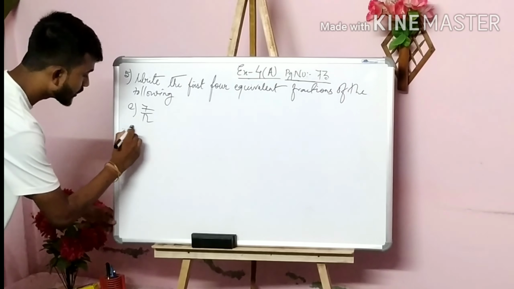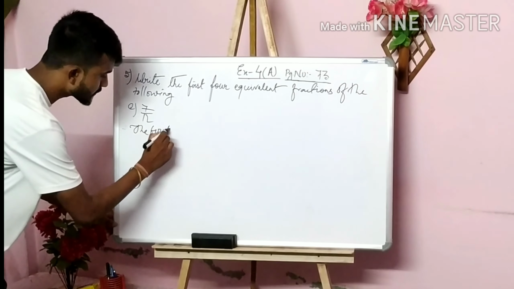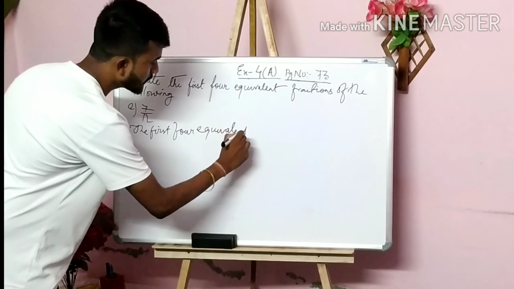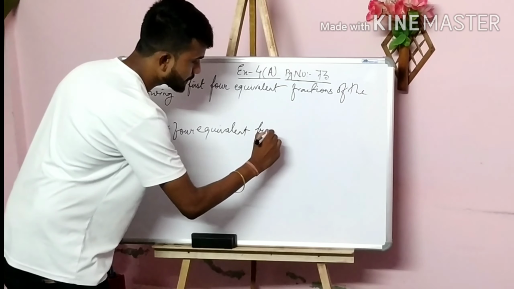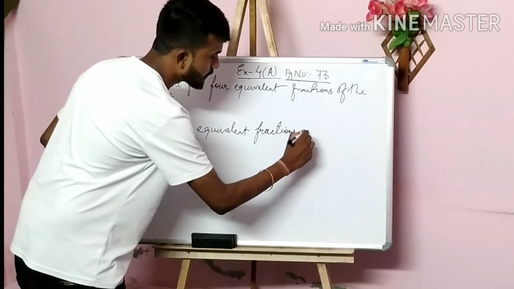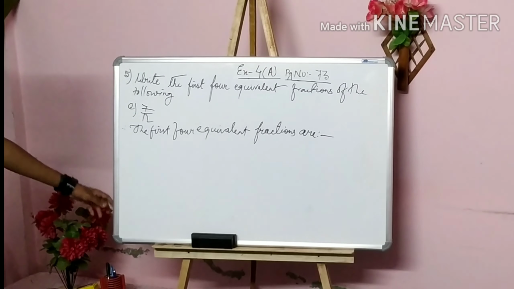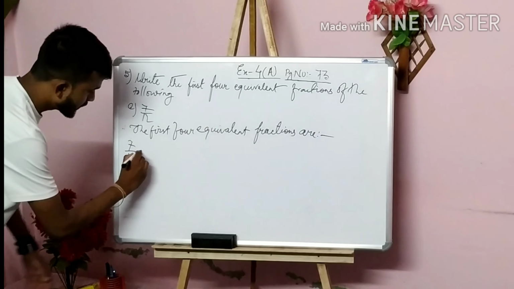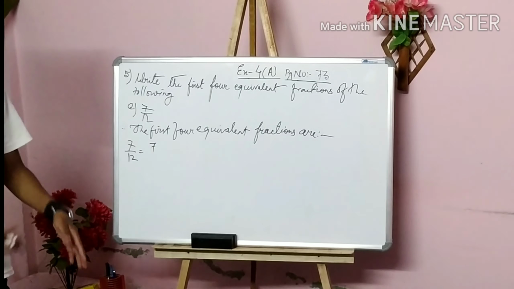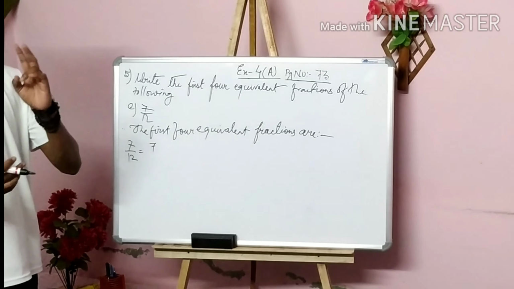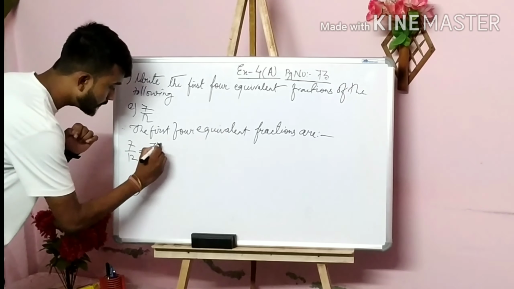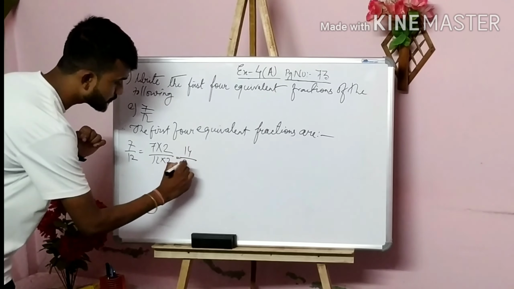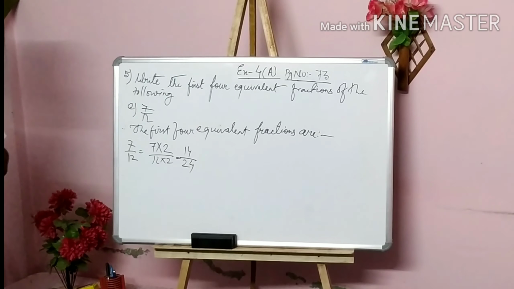So therefore, the first four equivalent fractions are. Write it here. Equivalent fractions are. Okay, so I'm making it a little bit slow. 7 by 12 was there, so I will write 7 by 12 because I will not multiply it with 1, because we will get the same value. Now we are going to start with 2. So 7 into 2 and again 12 into 2. So 7 2s are how much? 14 and 12 2s are 24. This is the first one.